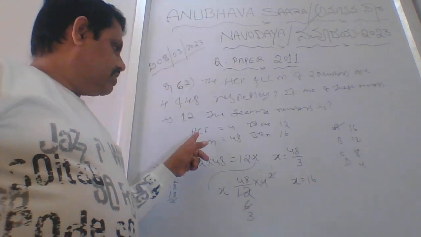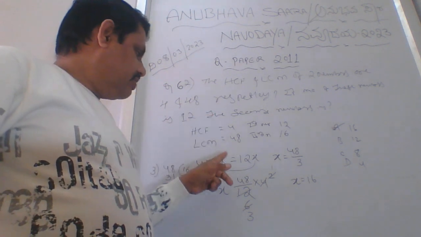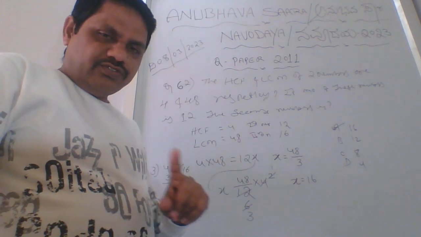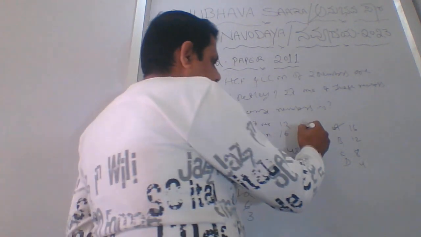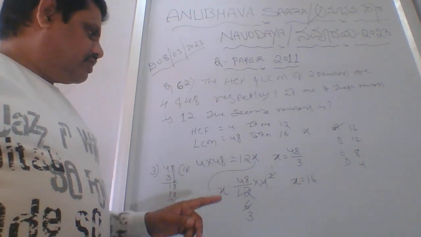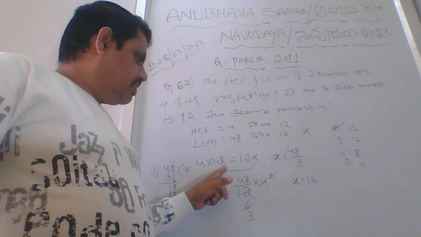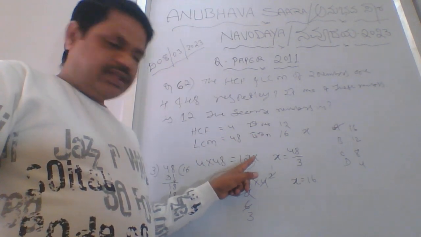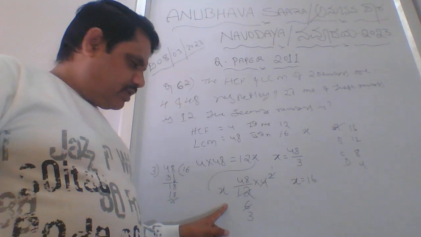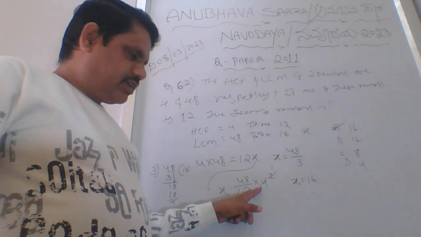What we have done is we have written HCF 4, LCM is 48, because it's mentioned in the question. 4 multiplied by 48 is equal to 12 times the second number, because one number is 12, and we have taken the second number as x. So writing in the proper format, 4 multiplied by 48 is equal to 12x. Right. If you want to find the x value, x is equal to 48 divided by 12, with 48 kept here and 4 kept here.